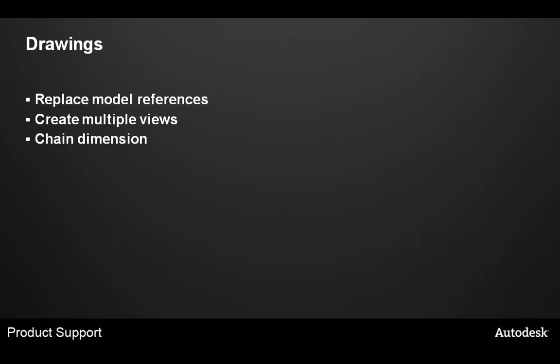We did a lot of work on the drawing side of the product. To name a couple here, replace model references. You can now finally replace a model from a drawing view. You can create multiple views on the base view creation. You can chain dimensions. This was the last type of dimensioning that we needed to add.